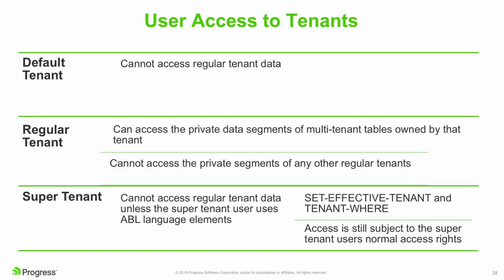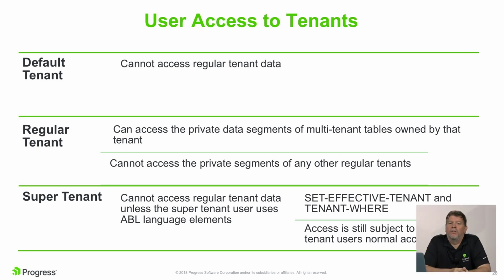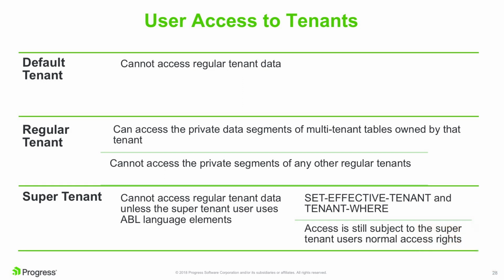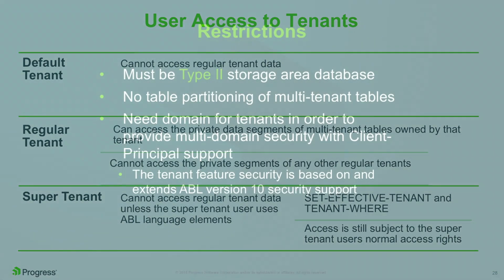For super tenant, well, you have to go through and use a few language constructs to see the different tenants. By rights, you have access to those tenants, but there's a couple of ABL command language constructs that you can use. Set effective tenant and tenant where is where you can set, I want to see the data specifically in Massachusetts or Michigan or Hawaii. Access within that is still subject to if you have access rights within the database or potentially the application.